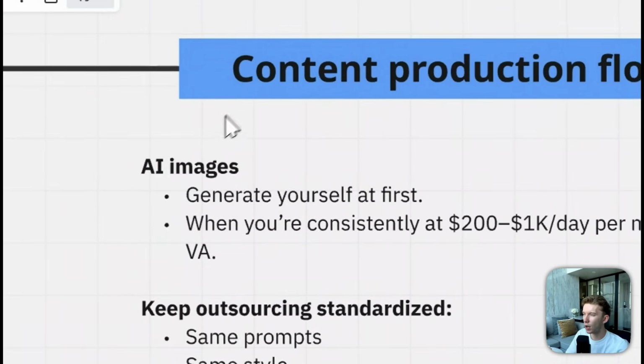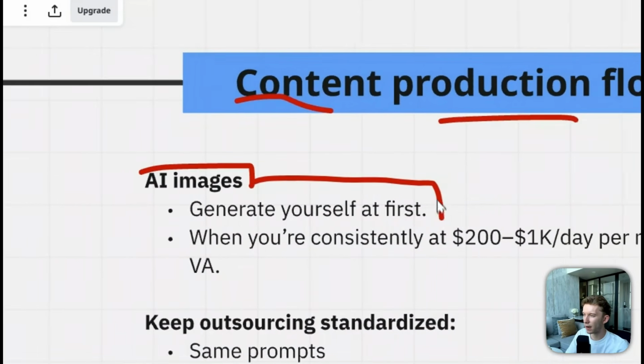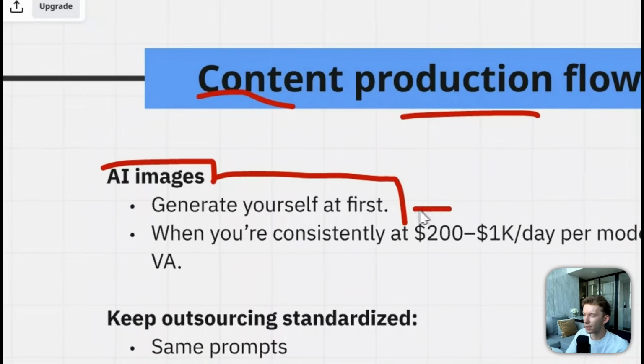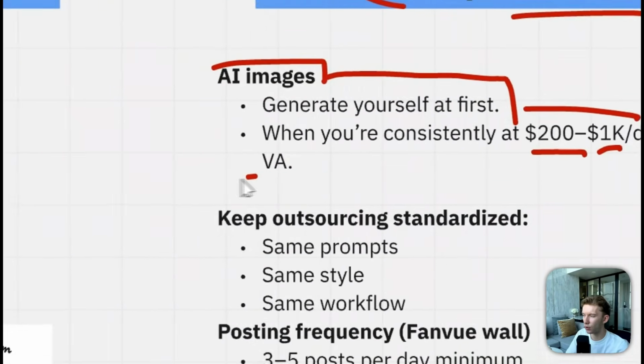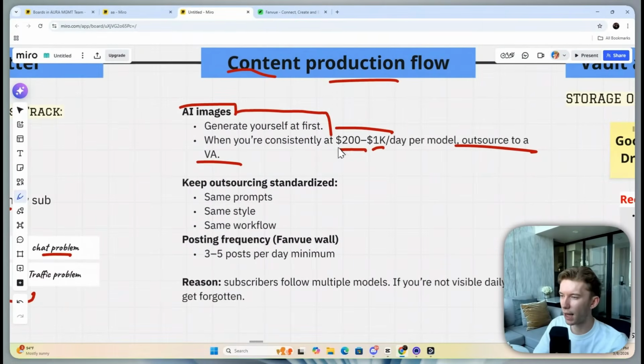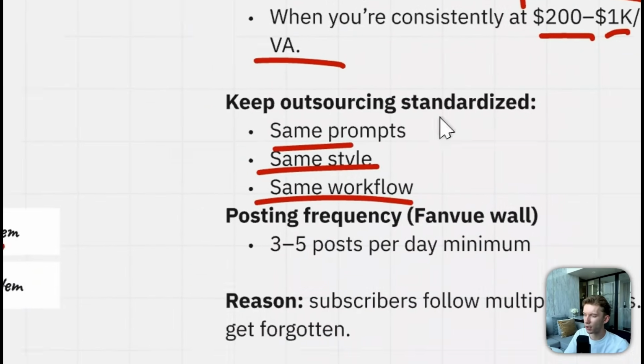All right, so content production flow. This is really important. AI images, honestly, you can generate them yourself first. When you're consistently aiming at like $200 to $1,000 per day, you can just outsource all of your model generation pictures to a VA. There's so many VAs. I've got like 100 Telegram hiring channels in my Discord, so you can go over there and get them as well. But yeah, keep outsourcing, the standard, right? Same prompt, same style, same workflow. Just get a good VA to do it.